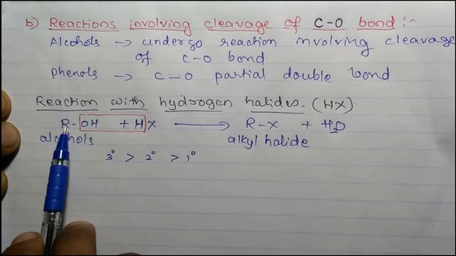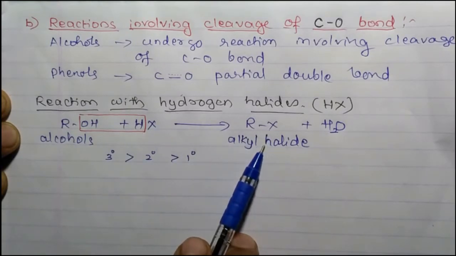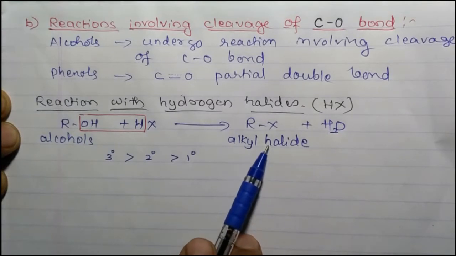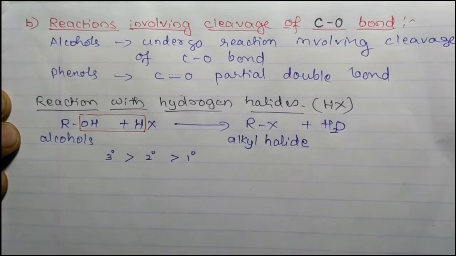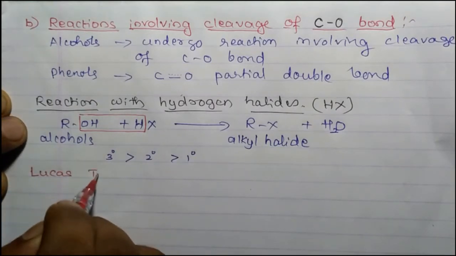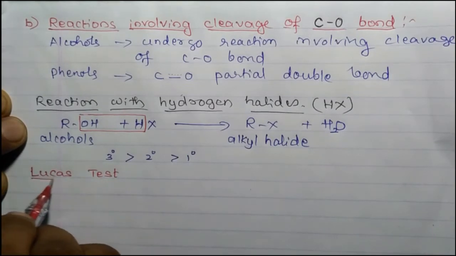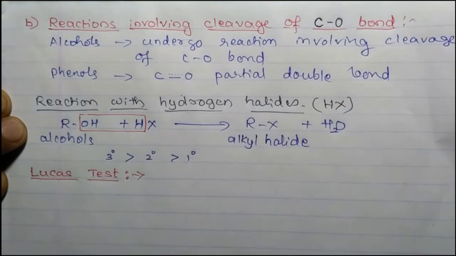As the alcohol reacts with hydrogen halide, you get an alkyl halide. These are insoluble in water, hence they appear in the form of a precipitate, and that reaction is called the Lucas test. By using the Lucas test, we can distinguish primary, secondary as well as tertiary alcohols. Now let us see what the Lucas test is.